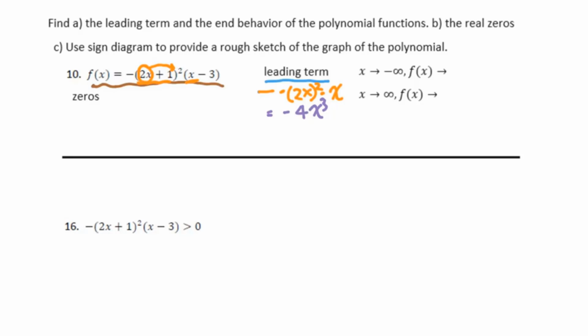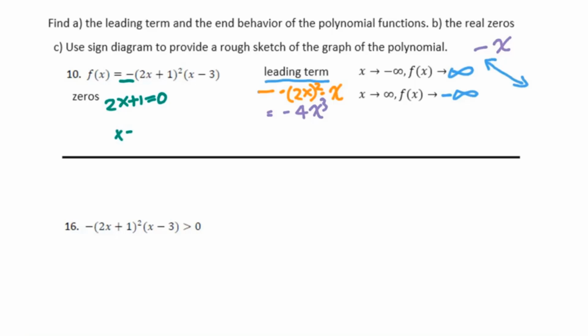The end behavior of this polynomial is the same as -x. For -x, we know it looks like this. Therefore, when x goes to negative infinity, the graph goes up to positive infinity. When x goes to positive infinity, the graph goes down to negative infinity. Now let's talk about real zeros. The negative sign, we definitely cannot make equal 0, but we can do 2x plus 1 equals 0, and also x minus 3 equals 0. So we get x1 equals -1/2, x2 equals 3.